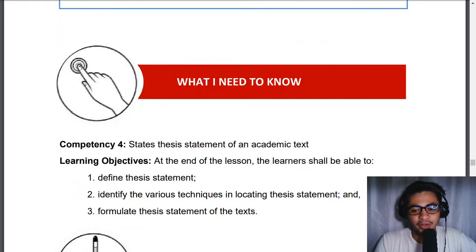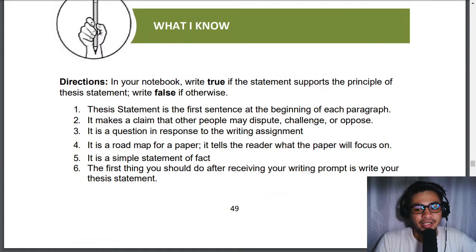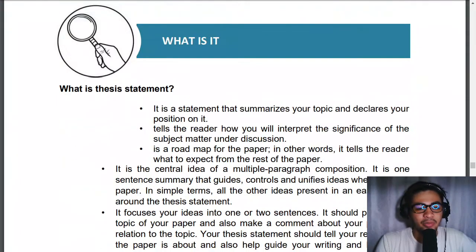What I need to know, please read this one. What I know. This is background knowledge if kabalo na ba mo unsa ni siyang thesis statement. Write true if the statement supports the principle of thesis statement, write false if otherwise. In your activity notebook na siya isulat, answers right away, no need to copy the question. And then what is it? So, we're going to discuss this one.